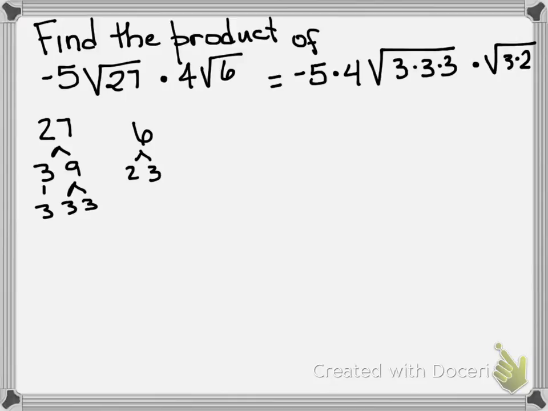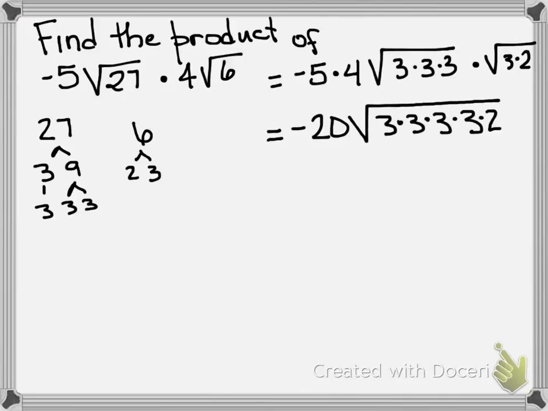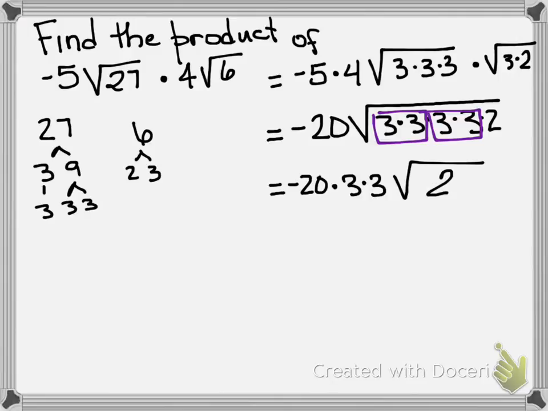At this point, we know negative 5 times 4 is negative 20. And now we only use one square root sign and put all the factors under it. We follow our steps: which numbers repeat twice. So our answer becomes the negative 20 that's already outside, times 3 times another 3 because it repeats twice, and the square root of 2 that is left. We have negative 180 square root of 2. That is how you find the product.